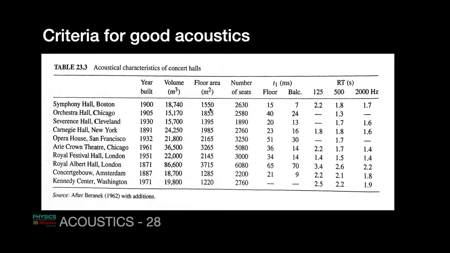These are the volumes and floor areas. Volume wise, you can take a case study which is the highest in volume: Royal Albert Hall, London, 86,600 cubic meters. It has a reverberation time, and if you go ahead, you can see 3.4 seconds, one of the highest here, 2.6 highest here, and 2.2 which is highest here too.